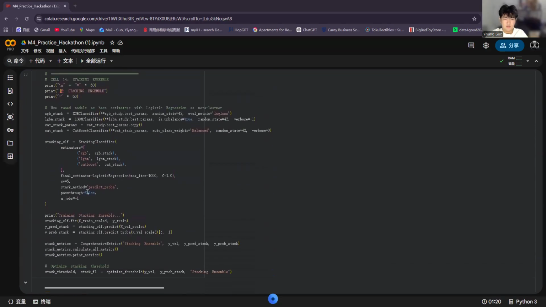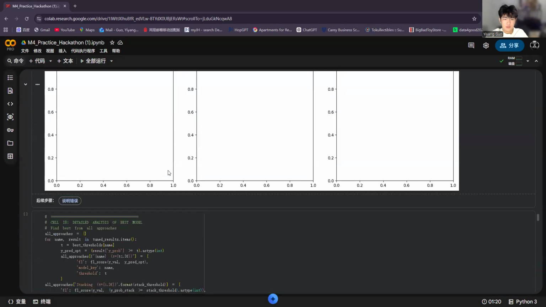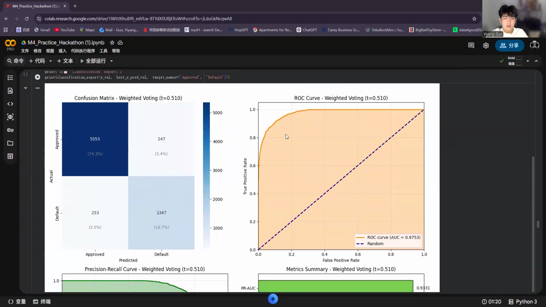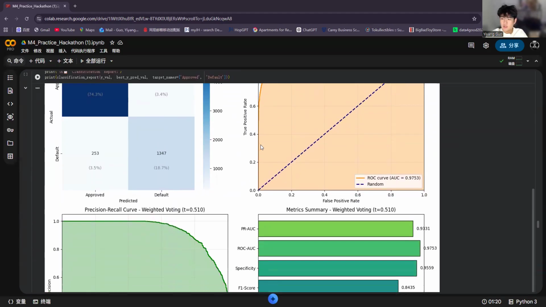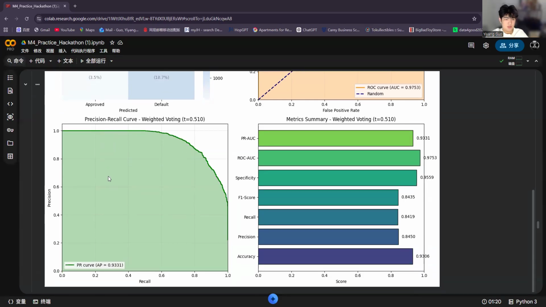Next, I built two ensembles, stacking ensembles and weighted voting ensembles. The weighted voting ensemble achieved the best validation F1 while remaining simpler than stacking. The ensemble performed best overall. And all tuned models achieve AUC above 0.9, showing strong discrimination. And the precision recall curve confirms solid performance under imbalance.